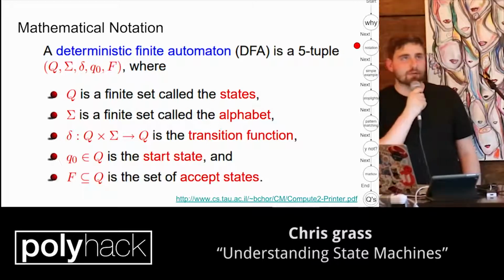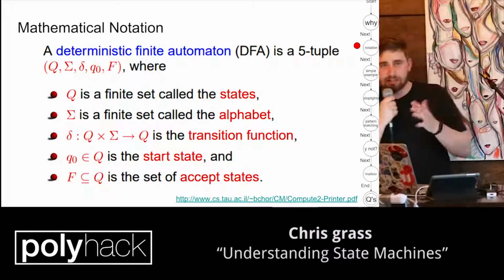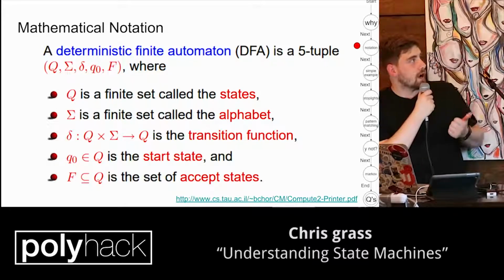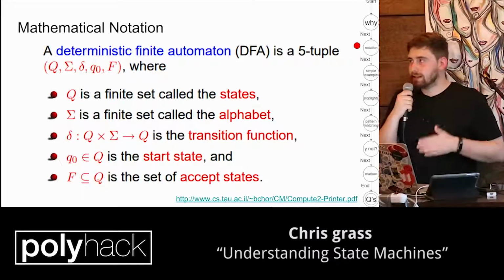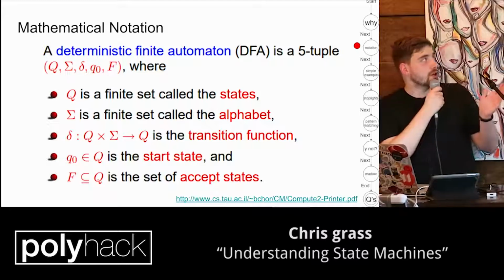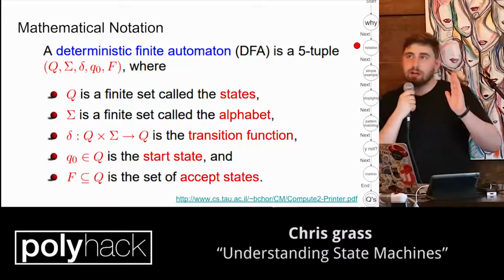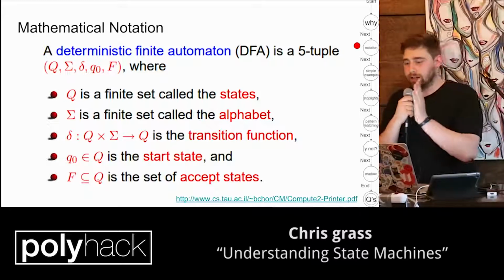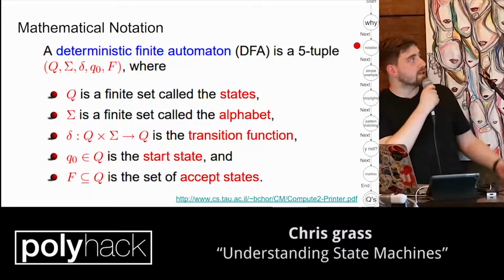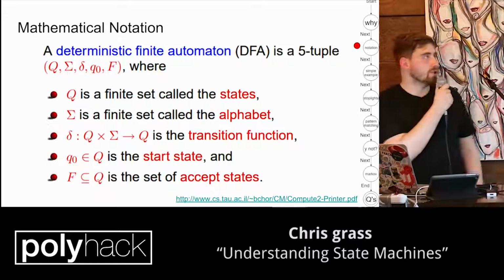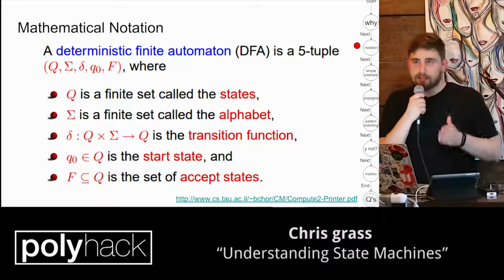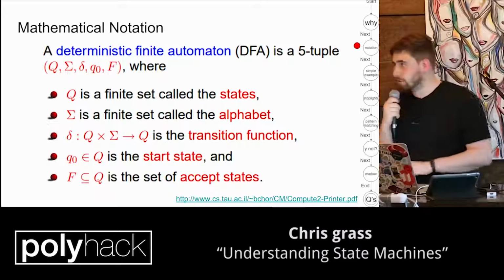A DFA is a 5-tuple. So that's just an easy way of saying there's 5 things that make up a state machine. One is the states. The alphabet, so that's like the input that your state machine can accept. The transition function, so this takes your current state and the input, and then returns the next state. And then it also has a start state, which is how your state machine is initialized, and then also has a set of accept states. Some of the examples tonight will have accept states, some of them won't, and you'll see why, I guess, with the examples.